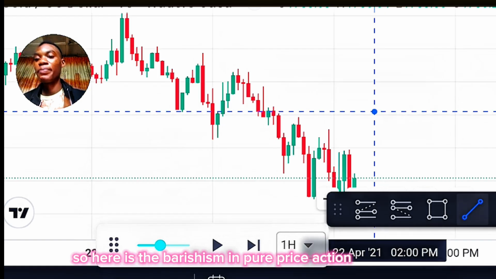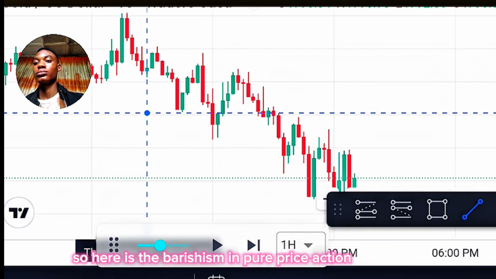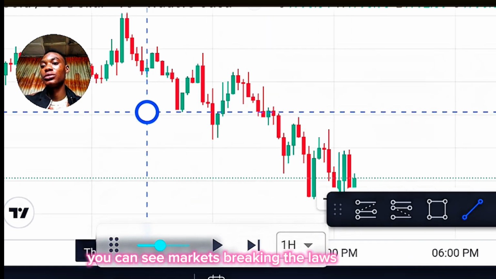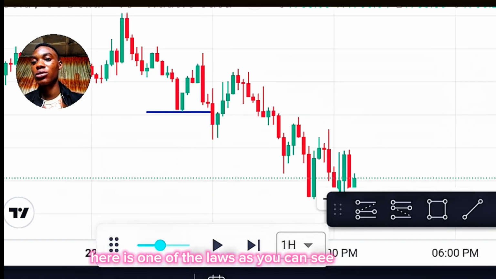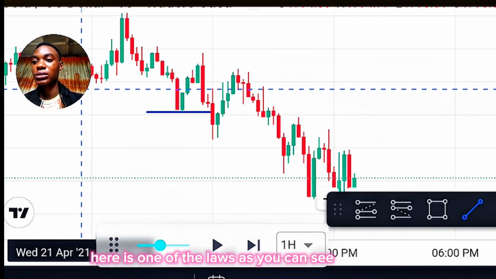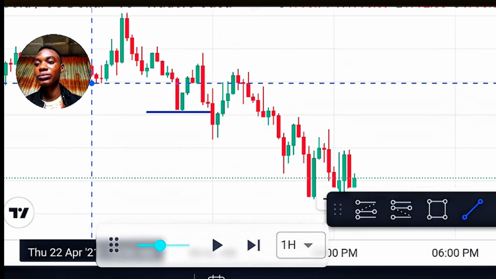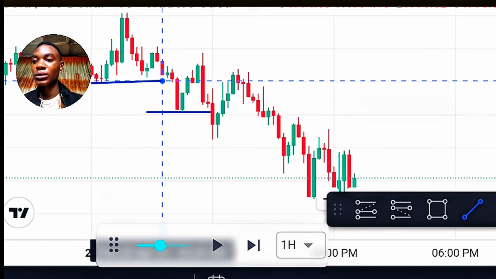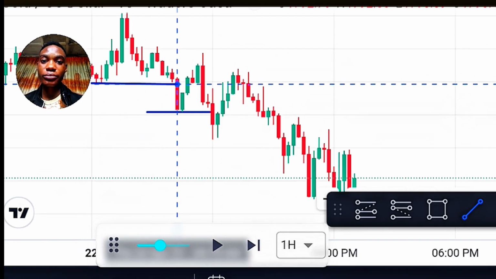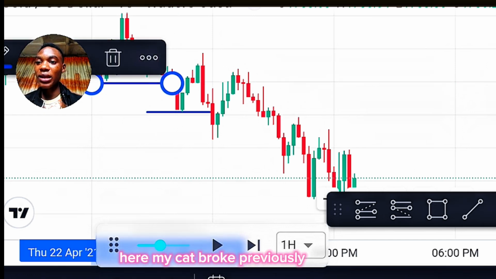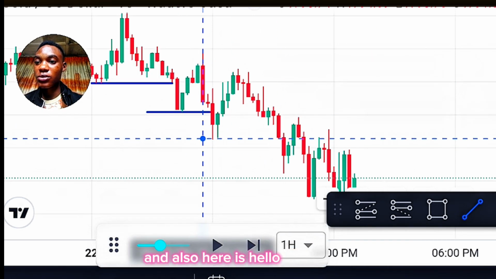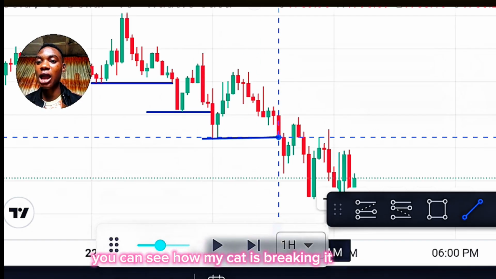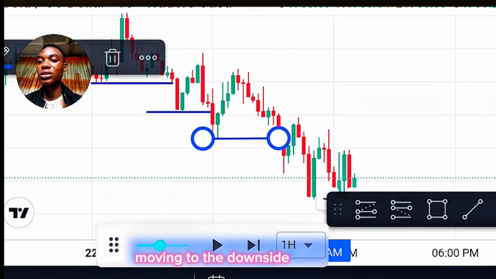So here is the bearish example. Pure price action, you can see market breaking the lows. Here is one of the lows, as you can see, and here is also a low. Here is also a low. Here market broke previously, and also here is a low. You can see how market is breaking it, moving to the downside.